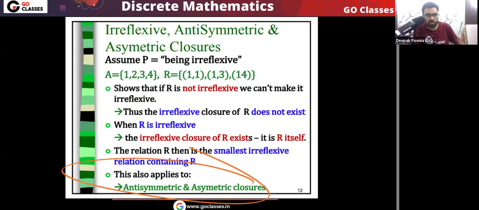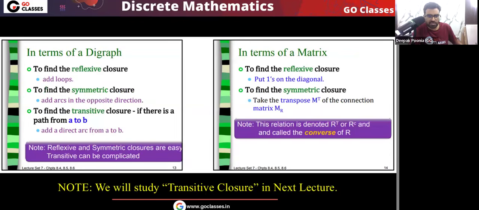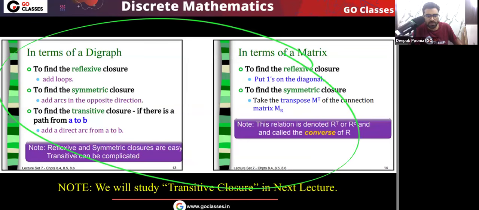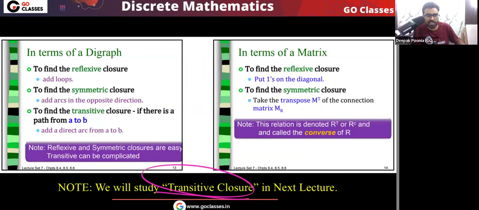And the same concept will apply for antisymmetric and asymmetric closure also. All these slides you can read. This slide also you can read. Remember, the transitive closure we will study in the next lecture. The remaining concepts we have already seen.